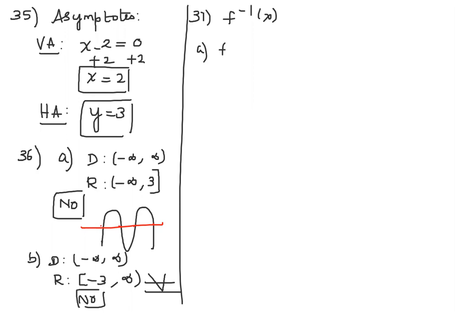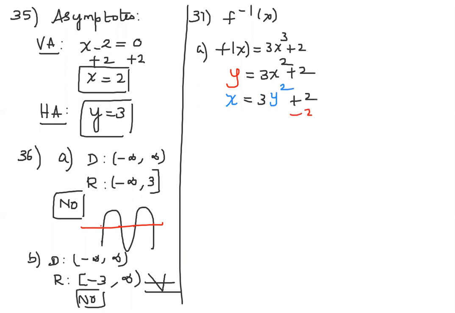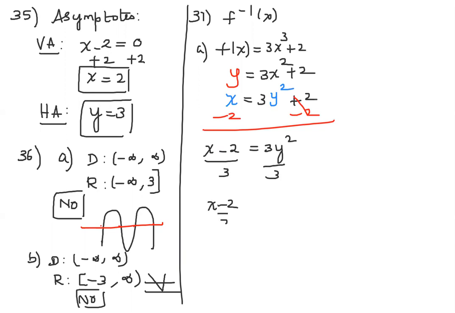So f of x equal to 3x to the third plus 2. You have to find the inverse. So first replace f of x by y. And then exchange x and y, and solve for y. So we subtract 2 first. So we get x minus 2 equals 3y cubed, and divide by 3. Solving for y, it's going to be (x minus 2)/3 equals y cubed.